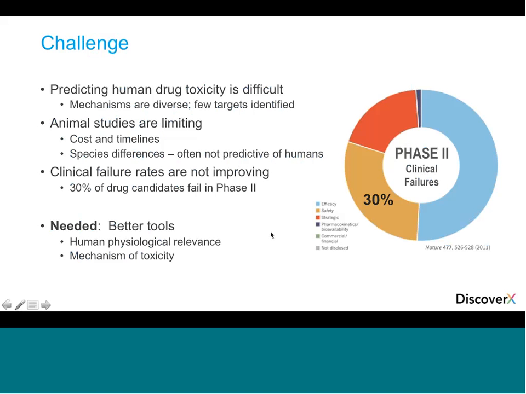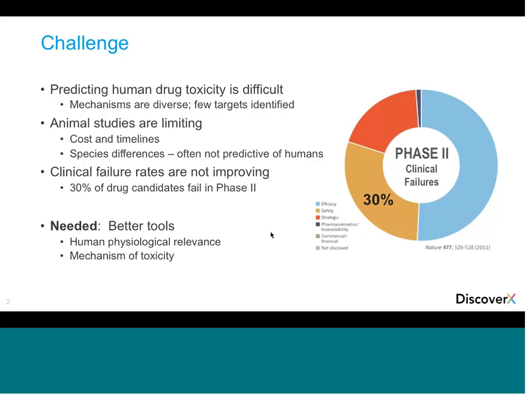Now, researchers in drug safety and toxicology are well aware of the challenges of predicting human drug toxicities. The mechanisms are diverse. Most remain unknown. There are few targets of toxicity that have been identified. Animal studies are limiting. Not only are they costly and can take a long time, but there are species differences such that the data that we get in animals is often not predictive of humans. Certainly, clinical failure rates have not been improving.